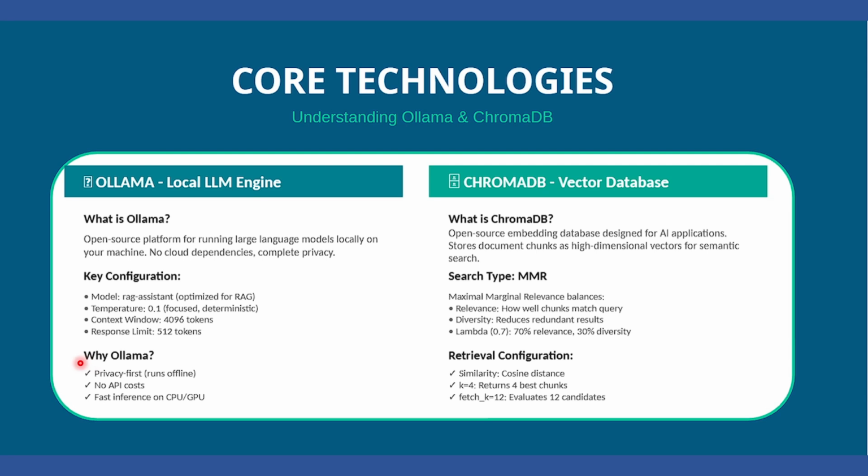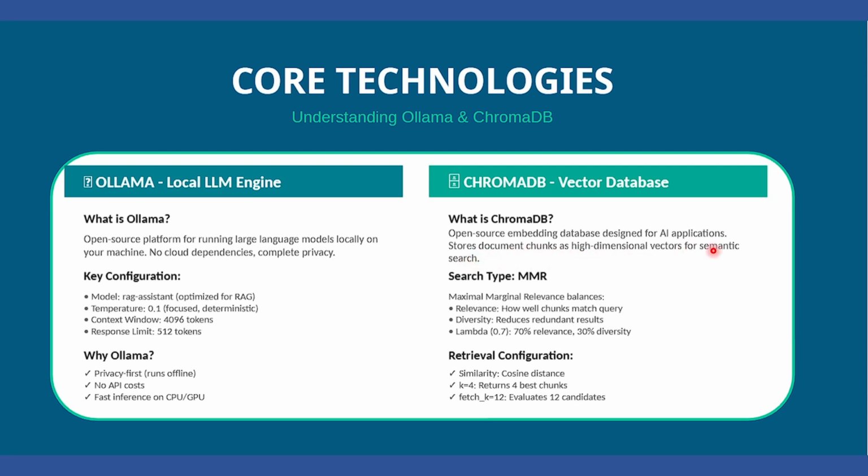Then why are we using Ollama? Privacy first, and I also wanted to try it: no API, fast inference on CPU or GPU. So the current setup is enough for Ollama for what I have. The next is the vector database. So what is ChromaDB here? It is an open source embedding database designed for AI applications. It stores document chunks as high dimensional vectors for semantic search.